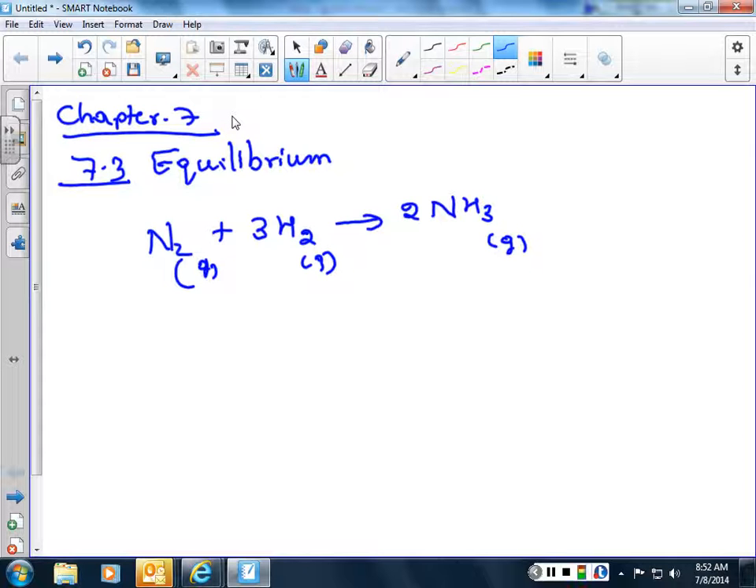So N2 plus 3H2 gives 2NH3. Now if I write this equation with forward and backward arrows, it means there is equilibrium. Equilibrium means you will have reactant and product. This side is called reactant. This side is called product.